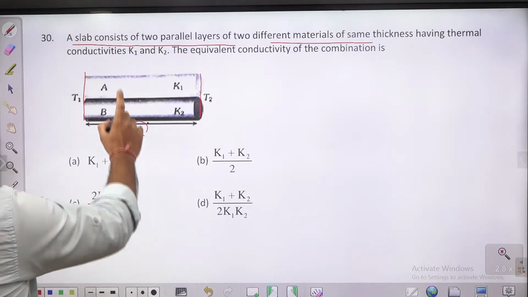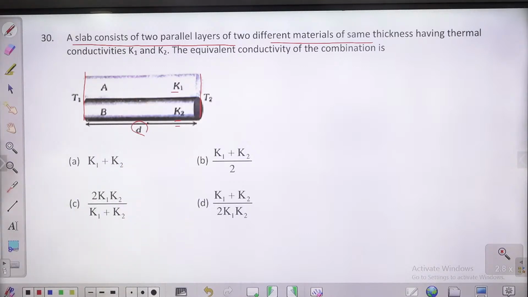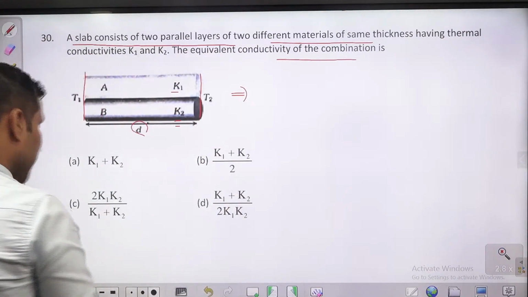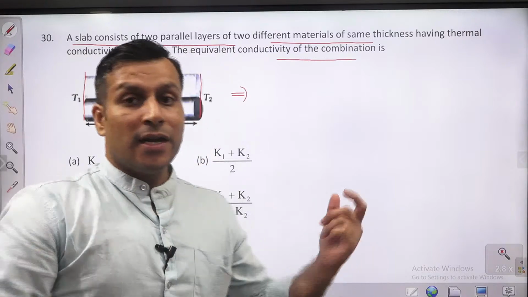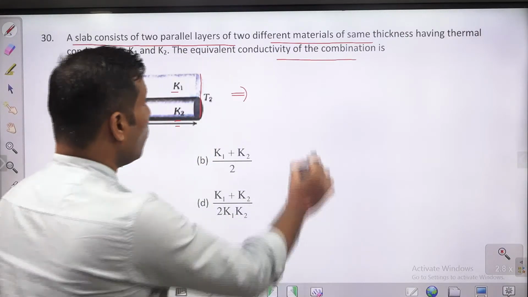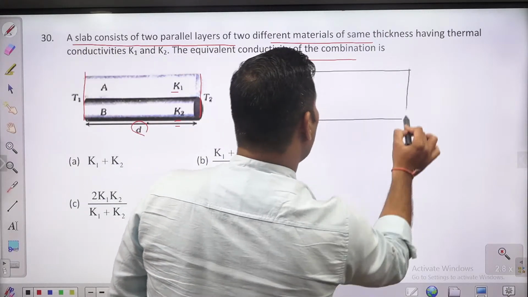Having the conductivities K1 and K2. Conductivity कितना है? K1 and K2. He is asking you the equivalent conductivity. इस slab का equivalent conductivity. Guys, before this we have solved a case of finding out the equivalent conductivity when the members are in series. Now here the members are in parallel and he is asking you the equivalent conductivity. So how you can make a kind of equal system? इसका equivalent क्या होगा बच्चों?